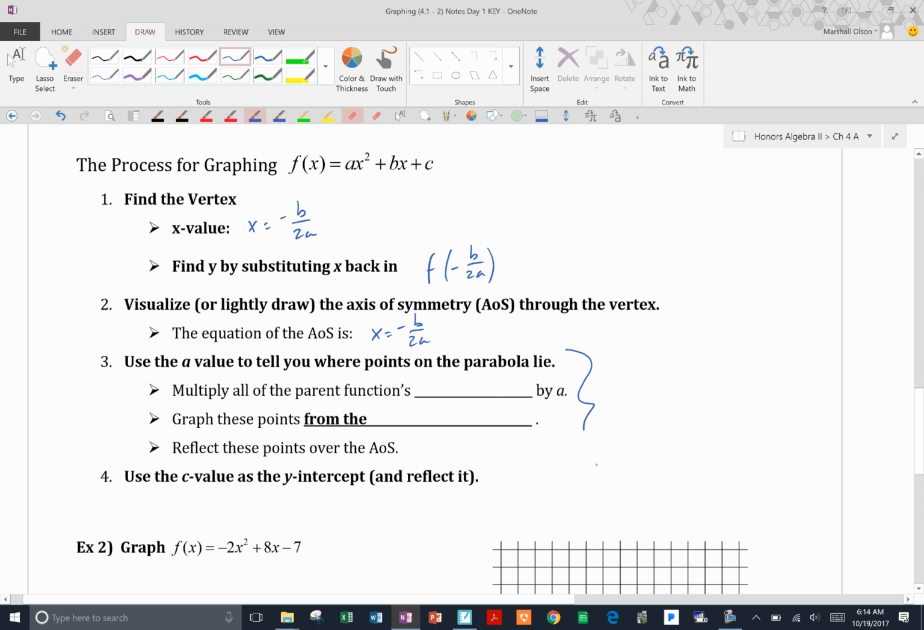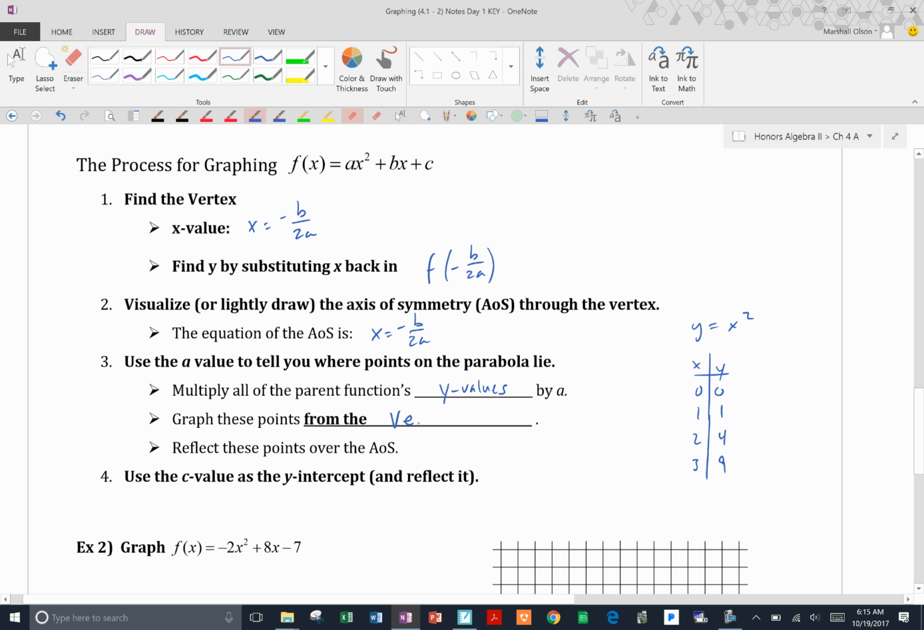Now here's where the new part comes in, because what we'll do is plot the vertex. Then in order to graph it, we're going to have to multiply all of the parent function's y values by a. The parent function, remember, is y equals x squared. So you're always going to be using this table, every single problem, whether you write it down or use it in your head. To start with, I'd suggest writing it down. And then as you get better, you can just think about what that table looks like and then multiply the y values by a in your head.